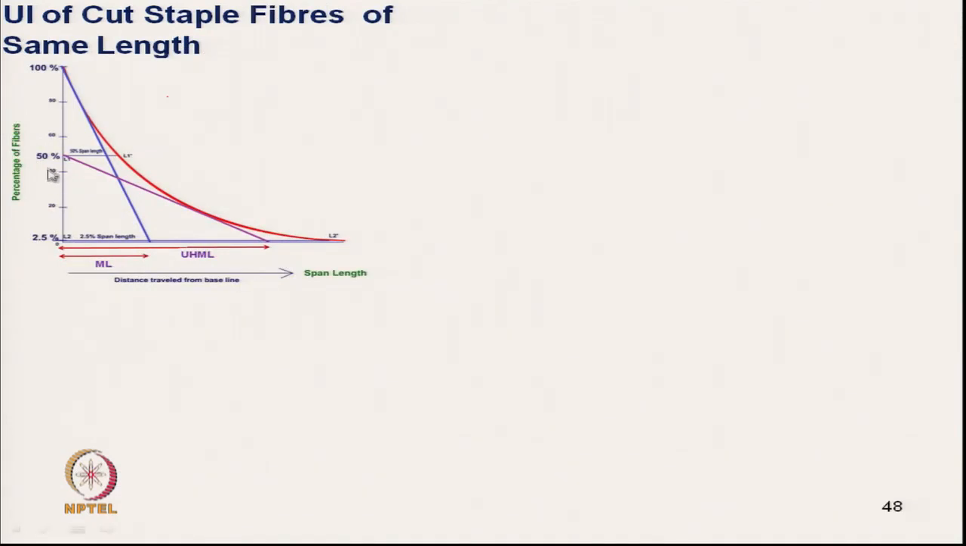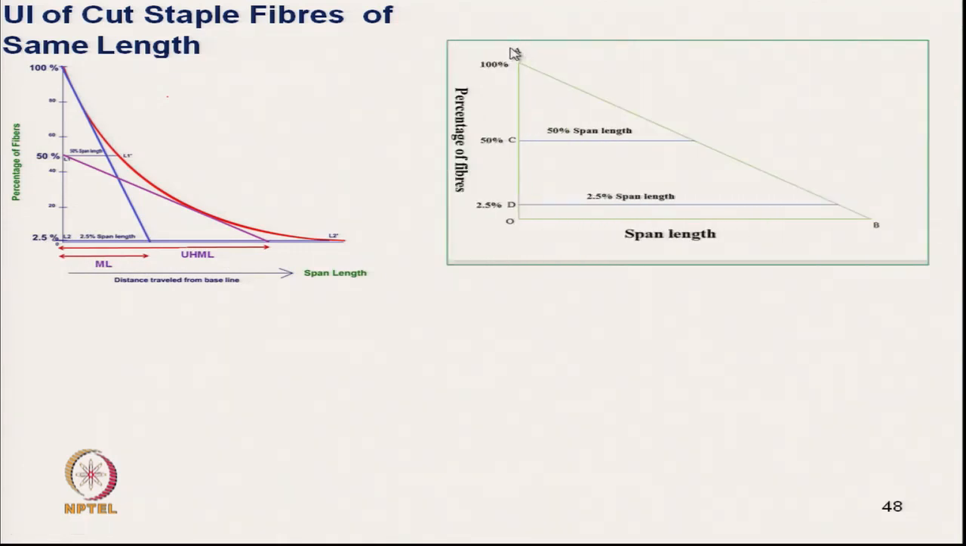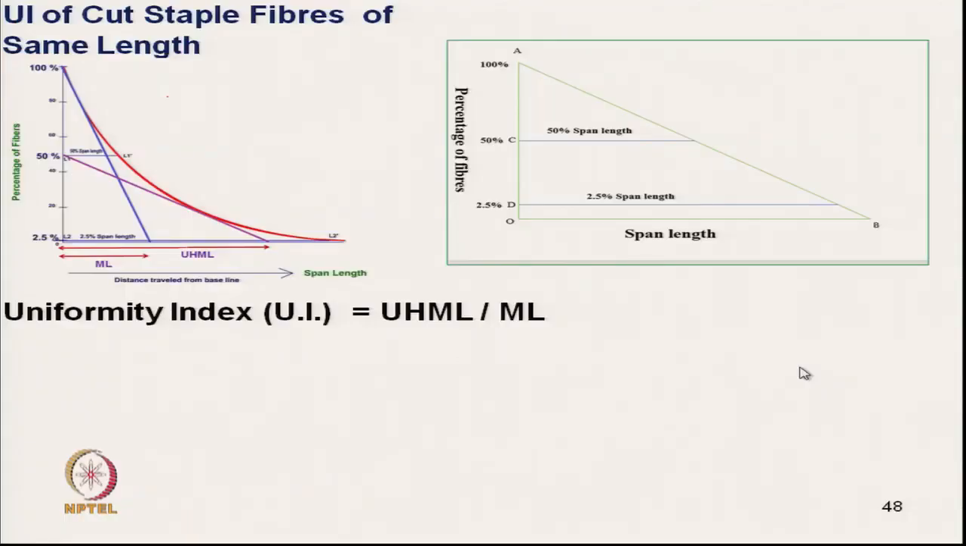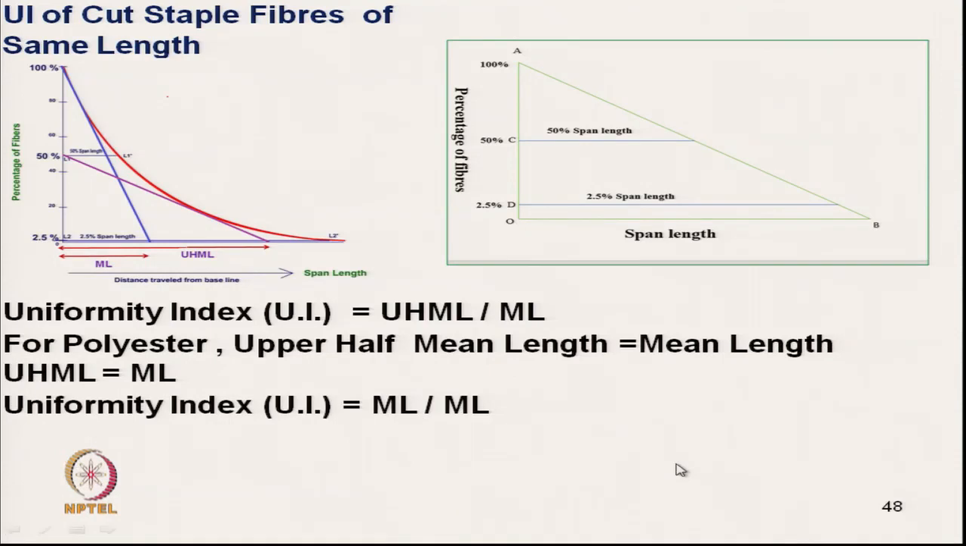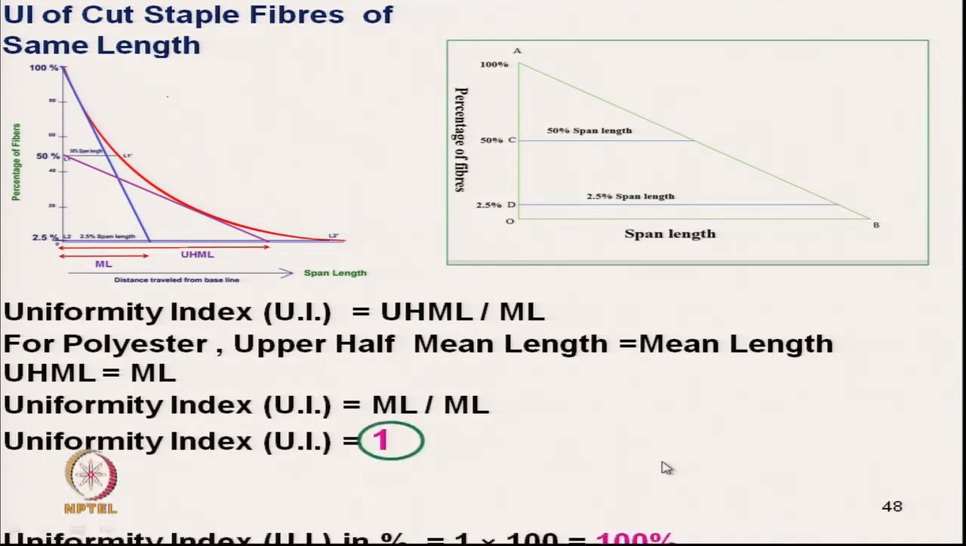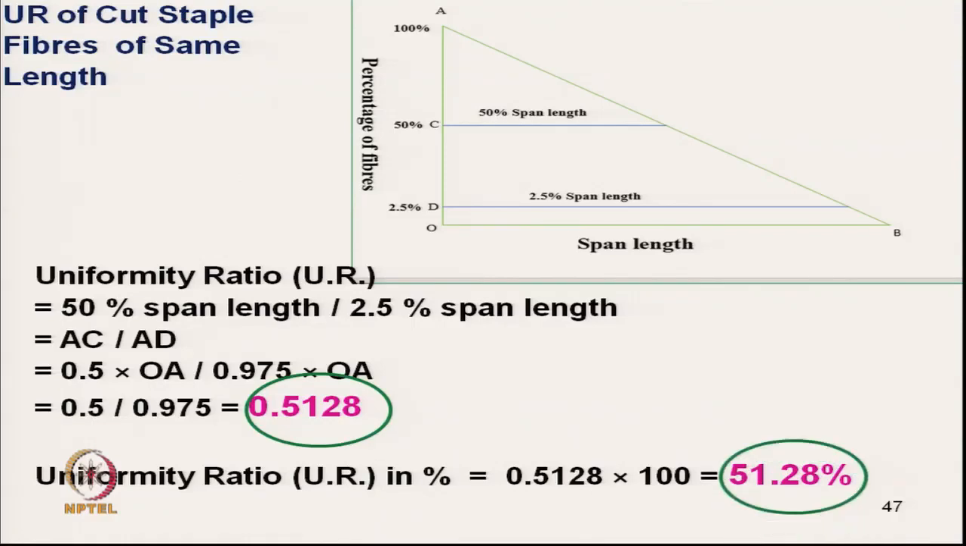Now, this is the way we can calculate the uniformity index. It is the mean fiber length by the upper half mean length. For cut polyester, the uniformity index will always be the same, because the mean length and upper half mean length will be exactly the same, because if we take the tangent from two points, they meet at the same point. So, the uniformity index for cut polyester fiber, where the mean length equals the upper half mean length, will be 1, and it is 100% in terms of percent. So, for polyester fiber the uniformity index is 100% and the uniformity ratio is 51 point something. These are theoretical values.